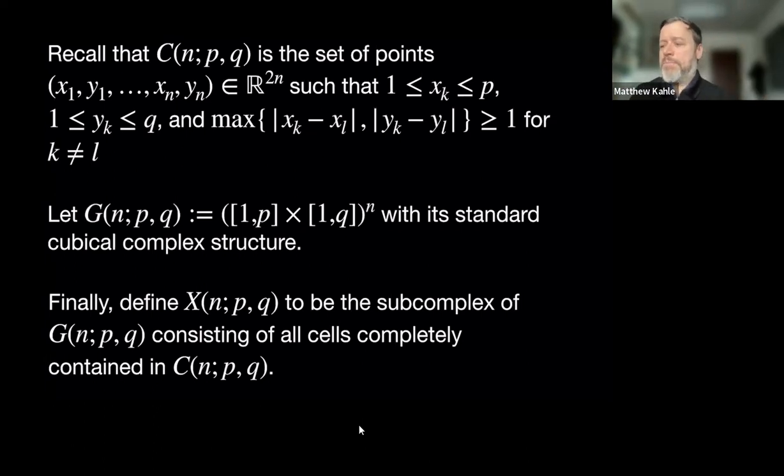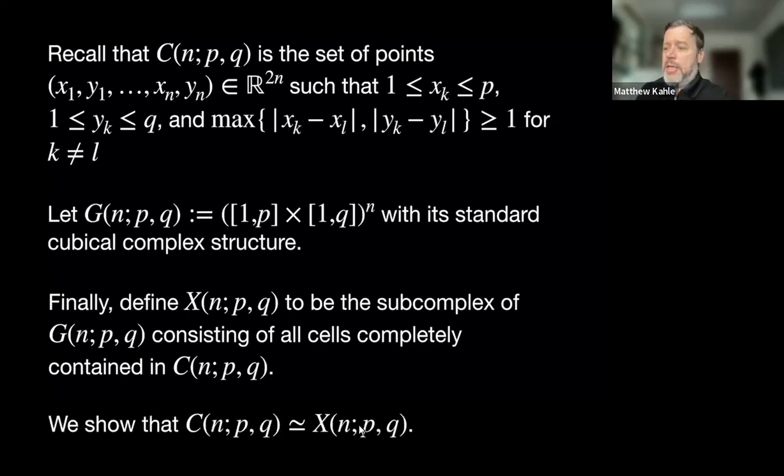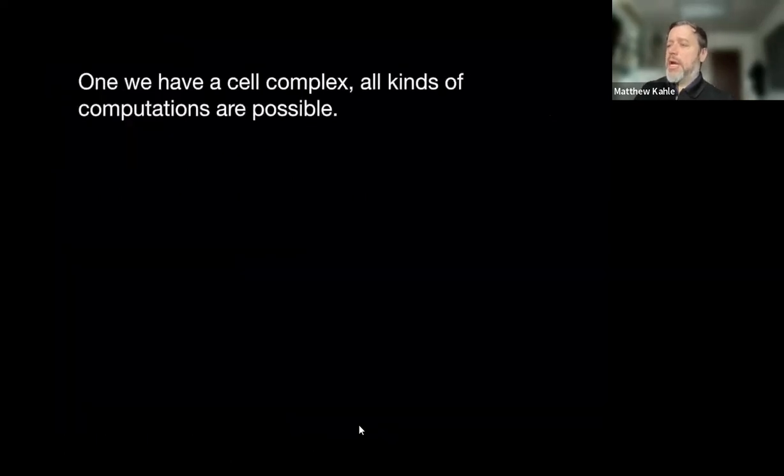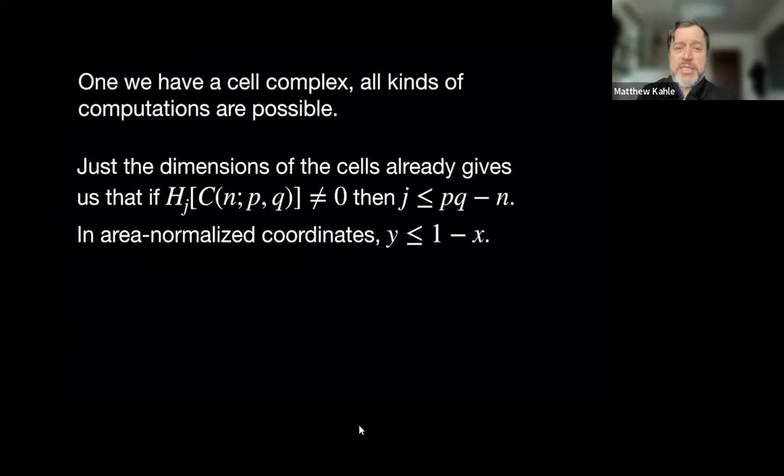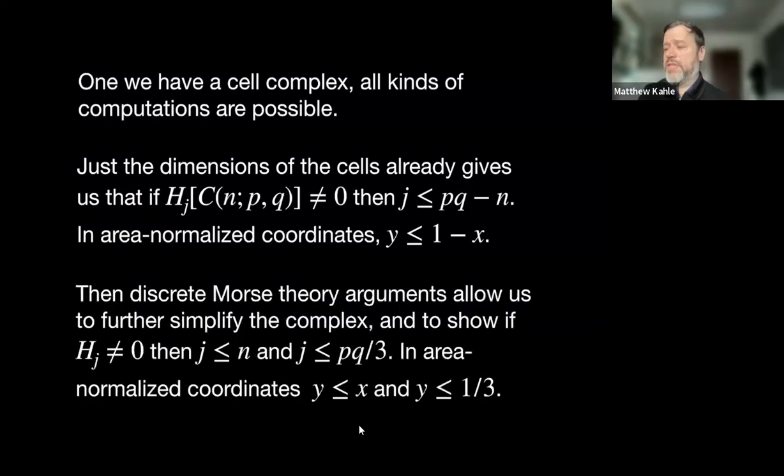But once we have a cubical complex, game on, right? Now we could, in principle, compute anything. Once we have this homotopy equivalence, just the dimensions of the cells in that complex already give us that if there's non-trivial homology, J is less than or equal to PQ minus N. In other words, Y is less than or equal to 1 minus X. So that gives us the line that's the right boundary of the trapezoid and of the feasible region.